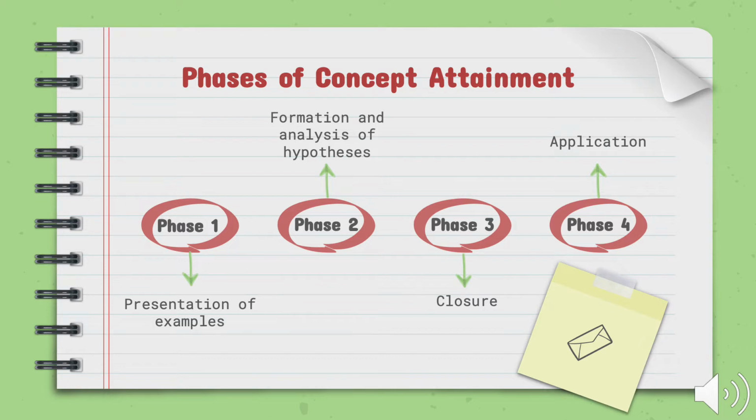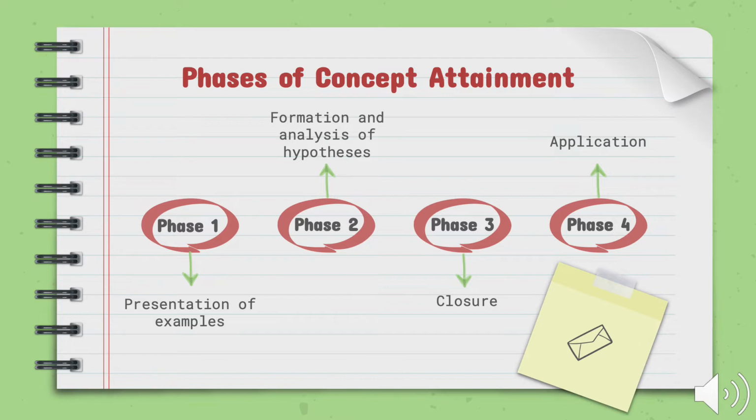There are 4 phases of concept attainment. Phase 1 is the presentation of examples. The teacher presents examples and non-examples and then asks students to form a hypothesis of the concept. Students record attributes of the examples and non-examples.